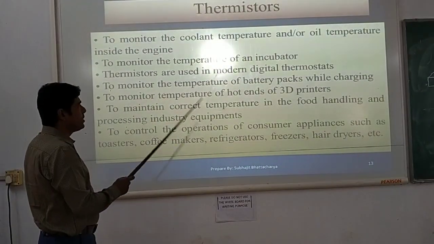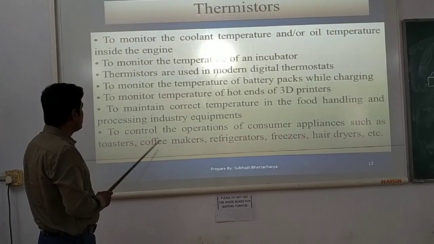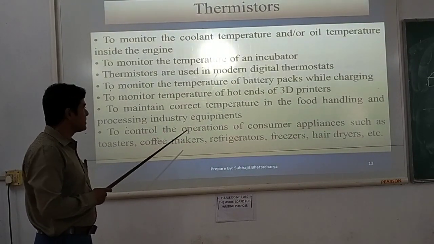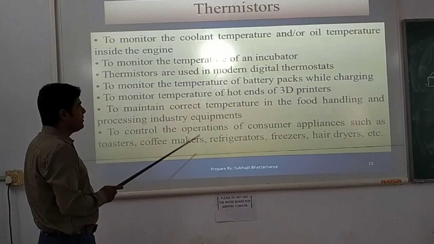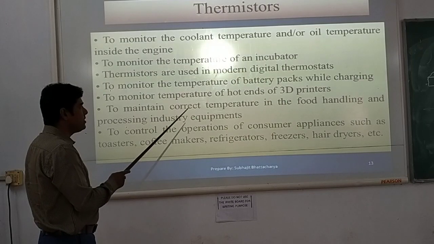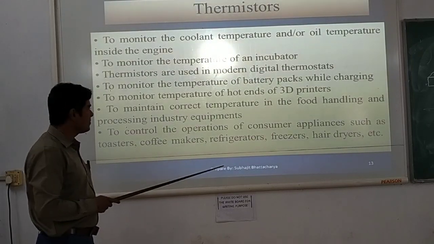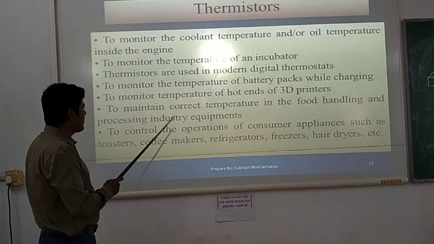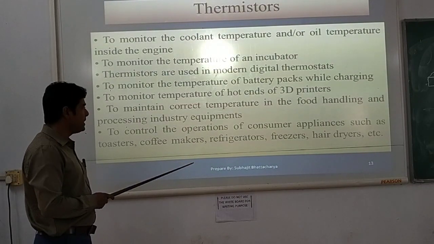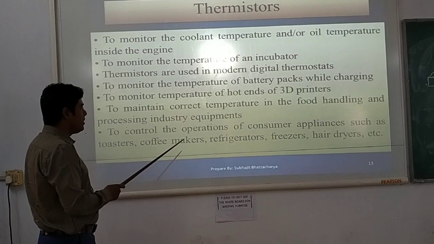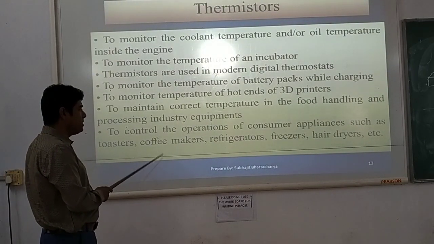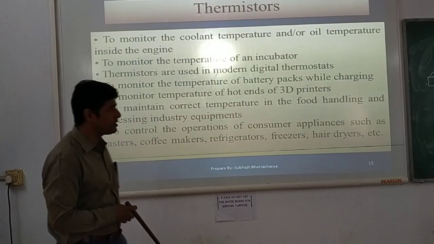Thermistors are used in modern digital thermostats. Modern digital thermostats do not use bimetal systems. To monitor the temperature of battery packs while charging. To monitor the temperature of hot ends of 3D printers. To maintain correct temperature in the food handling and processing industry equipment. And to control the operation of consumer appliances such as toasters, coffee makers, refrigerators, freezers, etc.